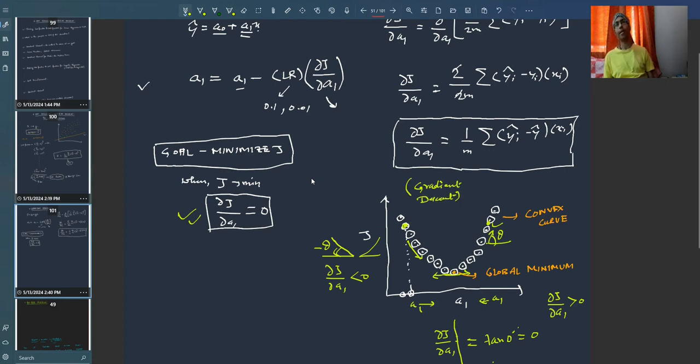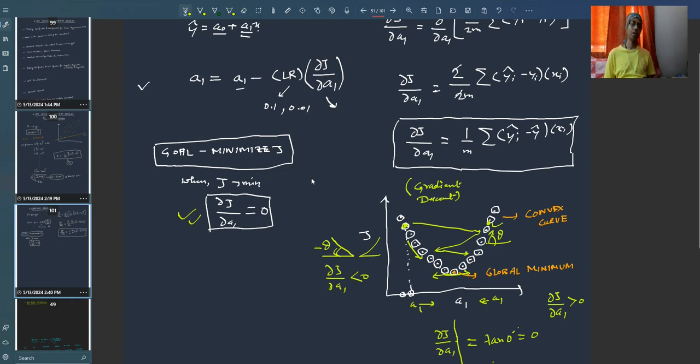Now a note about the learning rate. The learning rate has to be sufficiently small, but not so small that it takes too many iterations to reach the minimal point. If it is too large, it may so happen that the a1 weights can go haywire. It can sometimes be here, sometimes go here, then again come back here. Like this, it may bounce around. The J value may bounce around, and it may take a lot of time to reach the minimal point, if at all it reaches. So this has to be avoided.